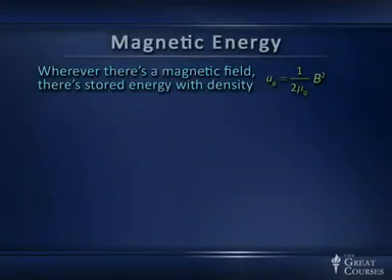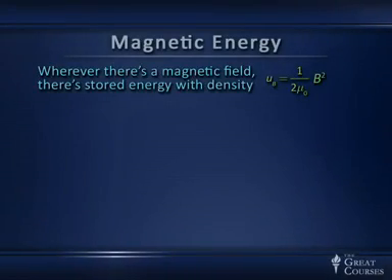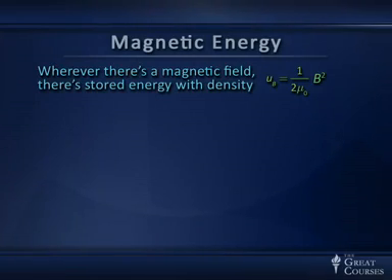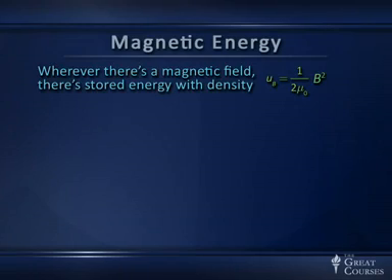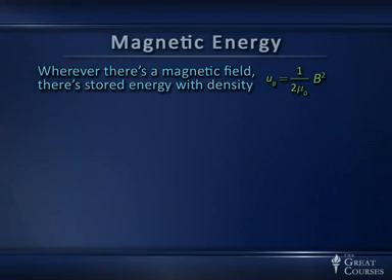Let me talk a little bit about the practical and profound aspects of this magnetic energy storage. Wherever there's a magnetic field, there's stored energy, and it has an energy density given by the symbol lowercase u sub B, the lowercase u for energy density, and that's equal to 1/2, a constant, the magnetic constant mu naught downstairs, times the square of the magnetic field. The energy density is 1 over 2 mu naught B squared. That's the magnetic energy density.